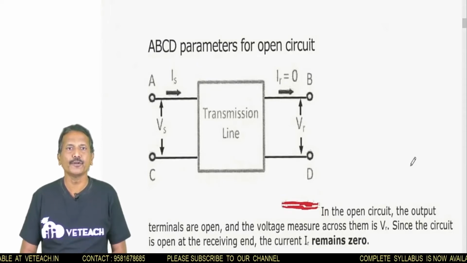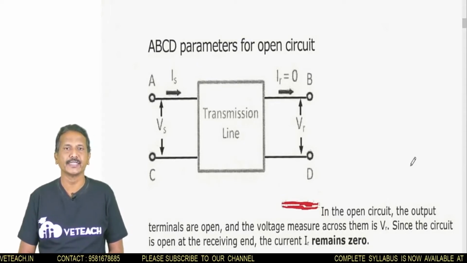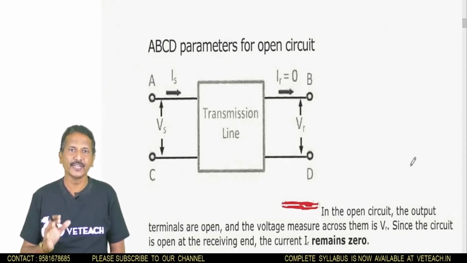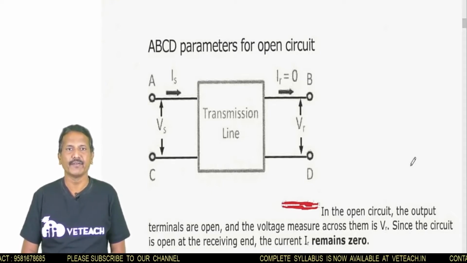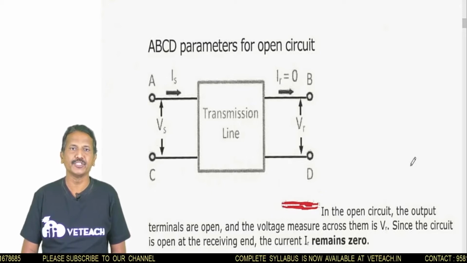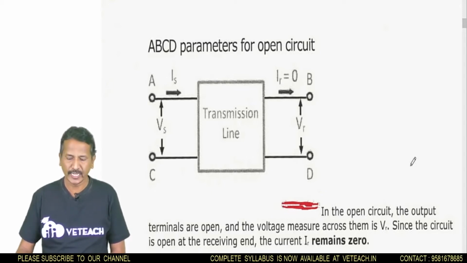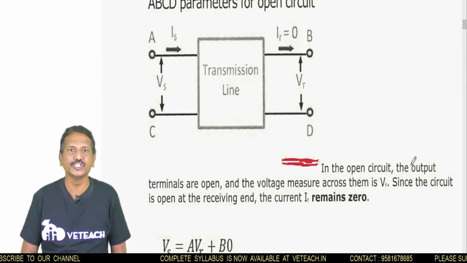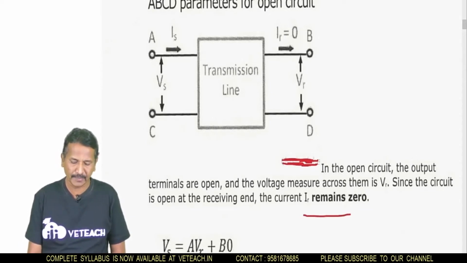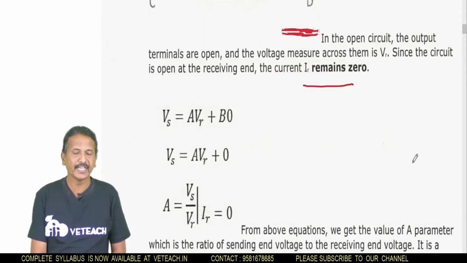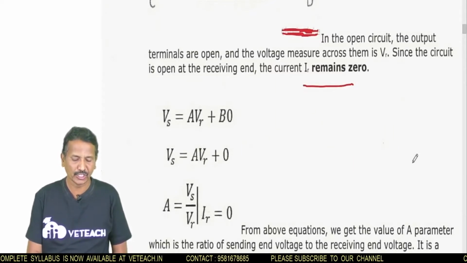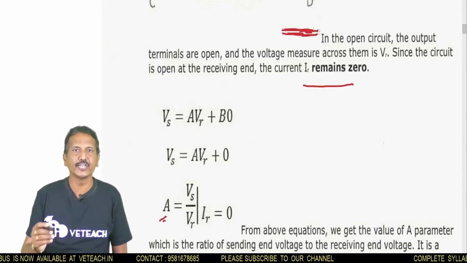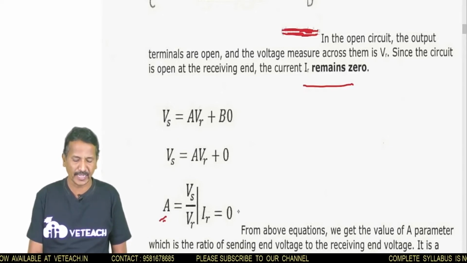So in a two port we have two different types of circuits, that is open circuit as well as closed circuit. In open circuit the voltage will be there and current will be 0, whereas when it is shorted the current will exist and the voltage will be 0. So when it is open circuit, IR becomes 0. So Vs is equal to A into VR, so to find the A value we have Vs by VR, the sending end voltage to the receiving end voltage when IR is equal to 0.